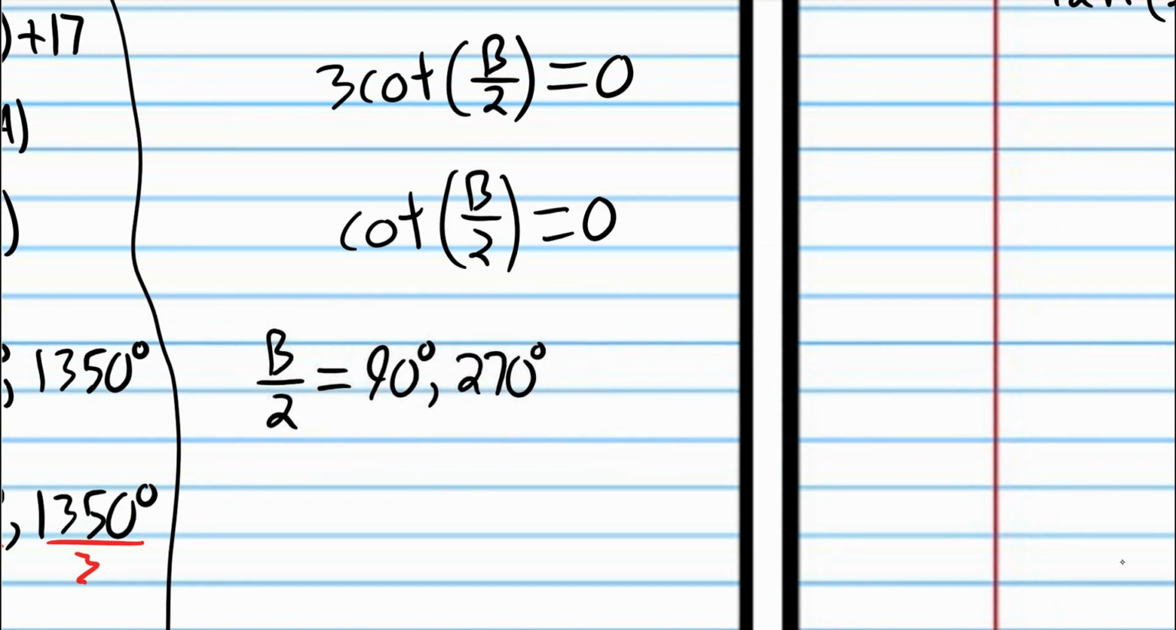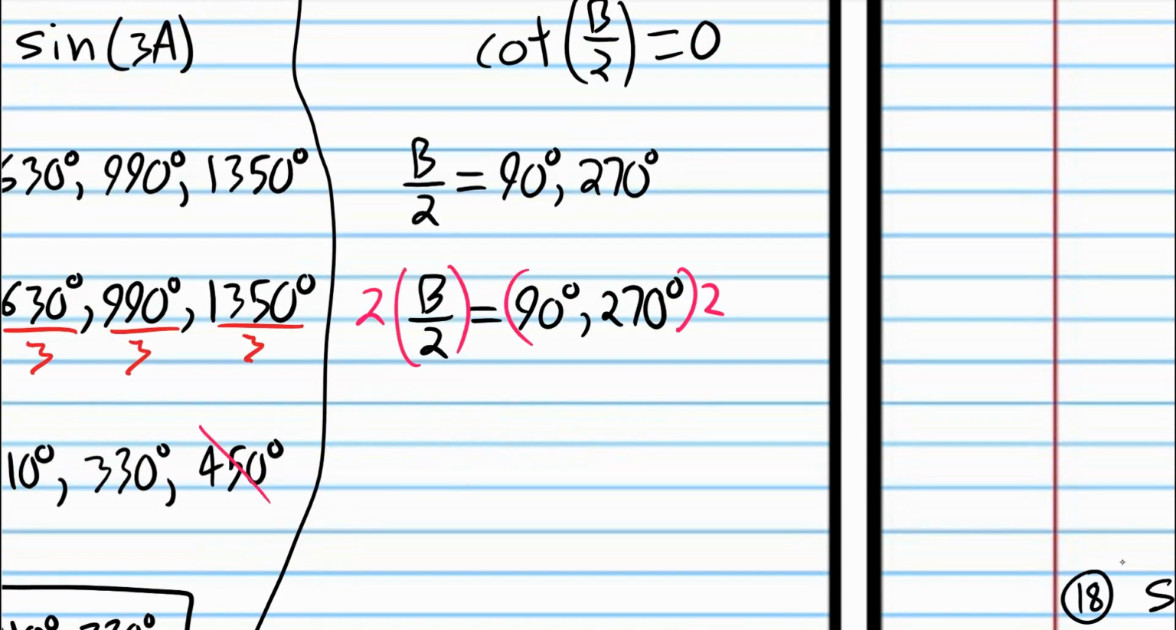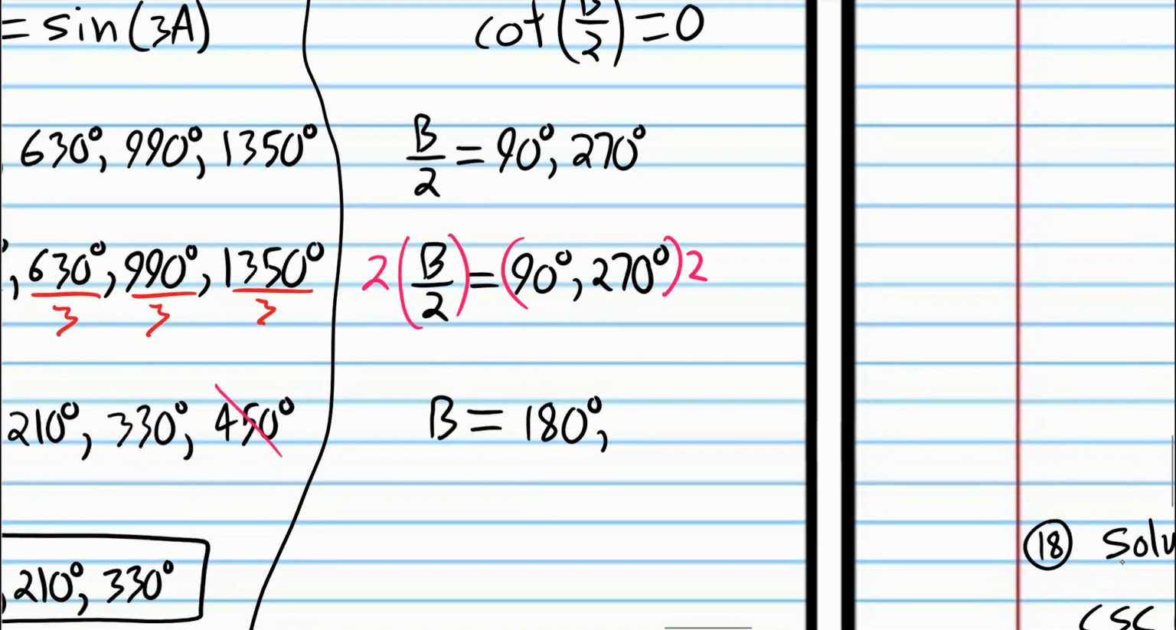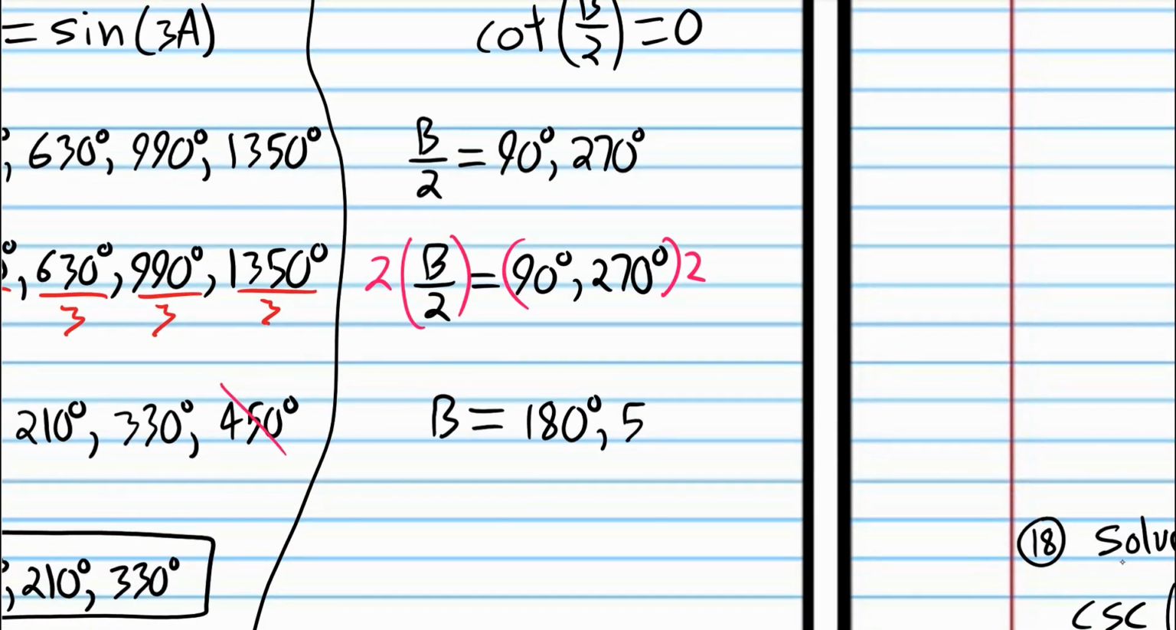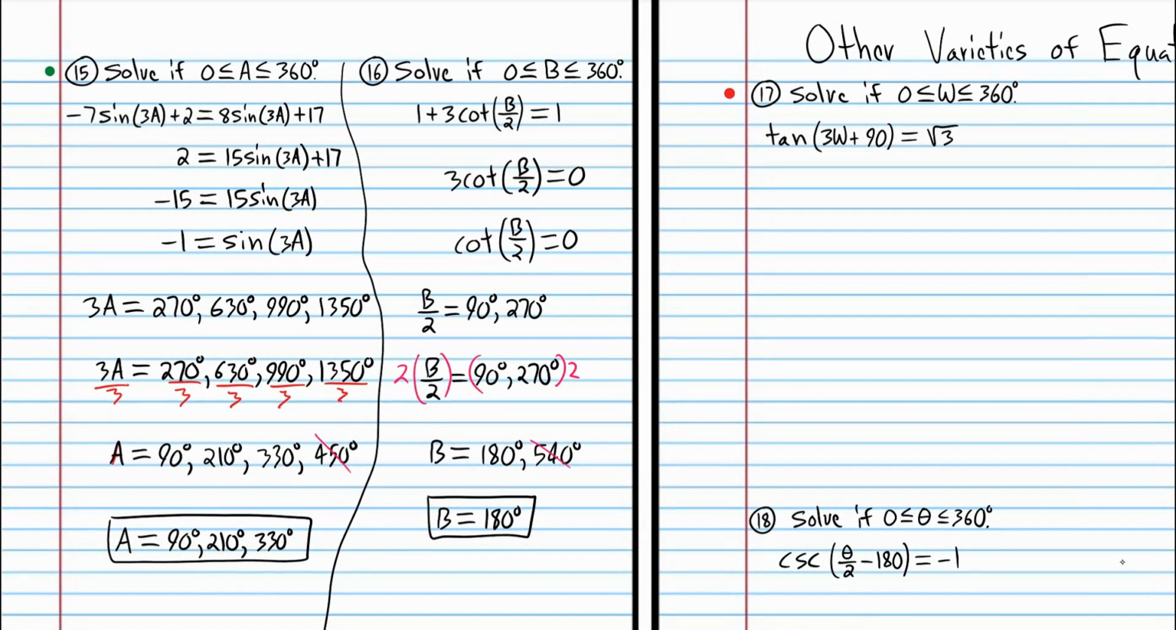And we can see immediately that we're not going to have any more solutions, because when you multiply by 2, the numbers are going to get too big. So I'm going to multiply both sides by 2. And so b is equal to 180 degrees and 540, but that is not a solution because it's too big. We need solutions between 0 and 360. So we get 180 degrees. Have you got that one right? Perfect.